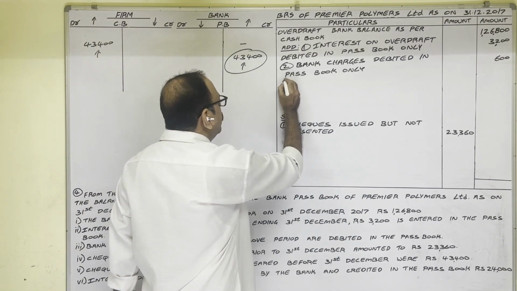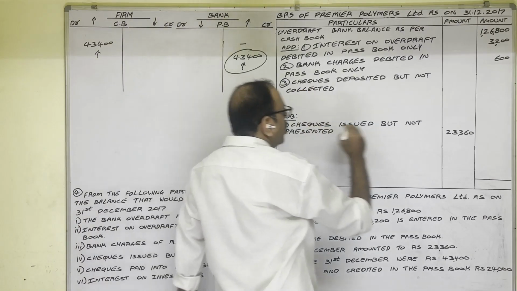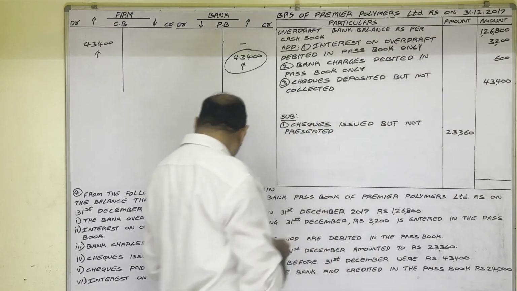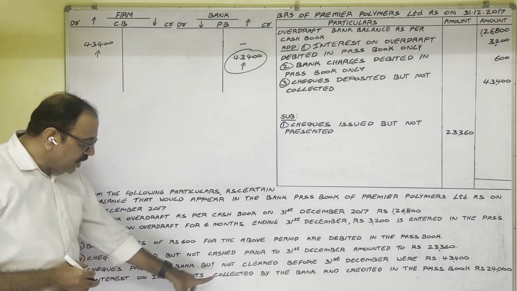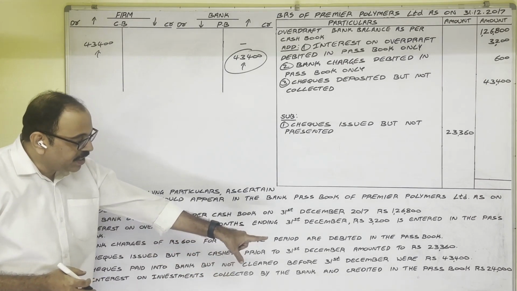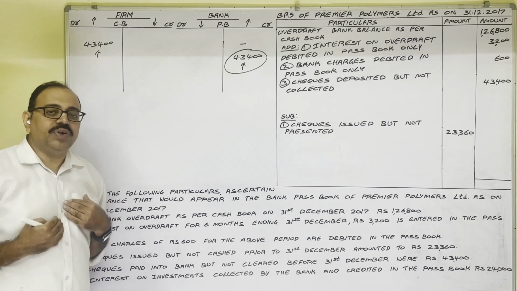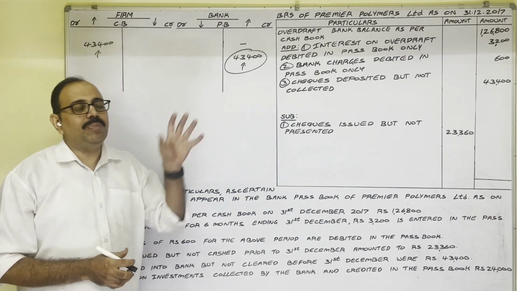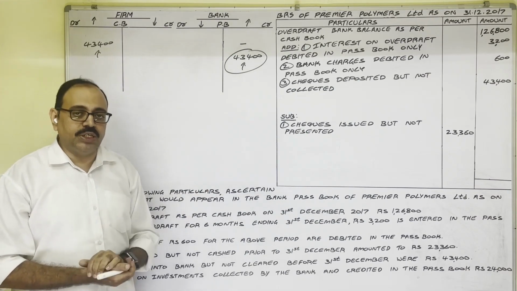Third point. What to write? Checks deposited but not collected. In outer column, 43,400 rupees. Next. Last one. Interest on investments collected by the bank and credited in the passbook, 24,000 rupees. Our firm invested in others' business. For example, public limited company debentures we bought or government bonds we purchased.